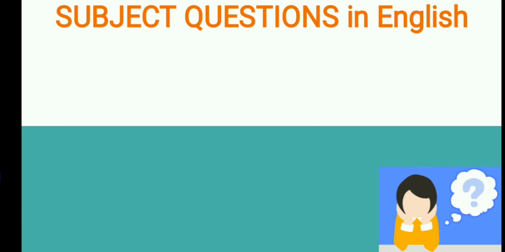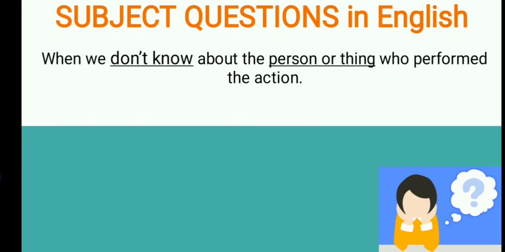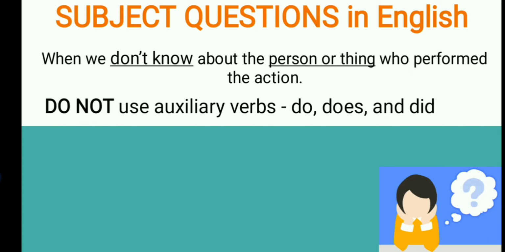So now the question is what these subject questions look like, and why do we use them. Sometimes you might not know who the subject is, or you want to ask a question to find out who performed the action. Those kinds of questions are known as subject questions. Do remember, subject questions will never make use of the auxiliary verbs do, does and did.